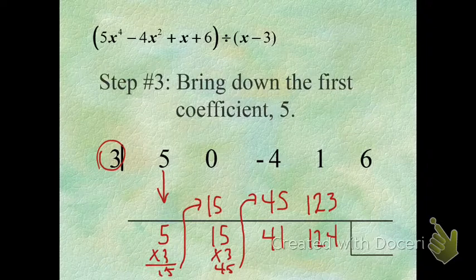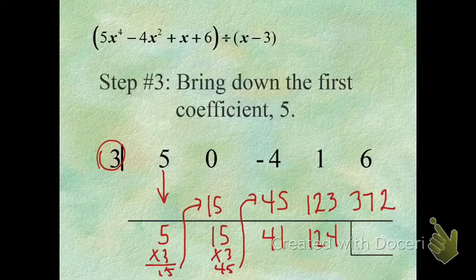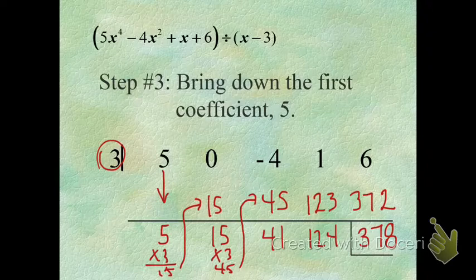And one more time. 3 times 124 is 372. Yes, very good. Thank you. Add those up, and now we're at 378. Okay, we have filled in our box. Remember I told you the box is the remainder. Okay, so we are done.